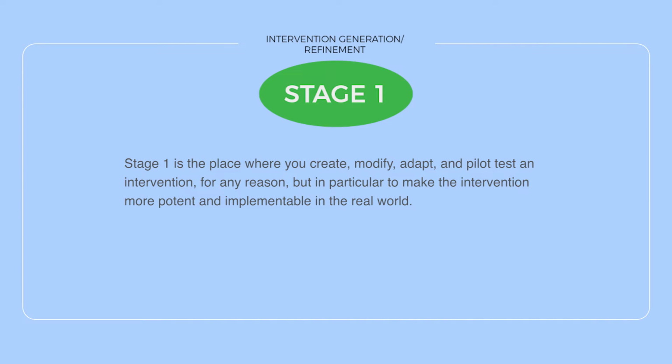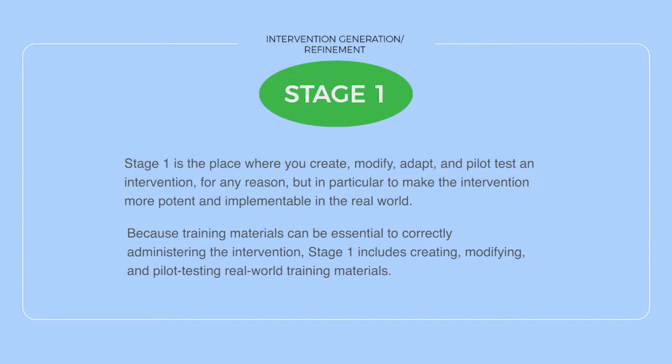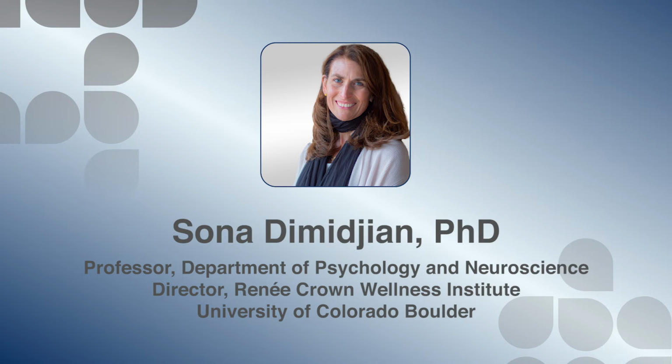Stage 1. Stage 1 is the place where you create, modify, adapt, and pilot test an intervention for any reason, but in particular to make the intervention more potent and implementable in the real world. Because training materials can be essential to correctly administering the intervention, Stage 1 includes creating, modifying, and pilot testing real-world training materials. Let's hear from Dr. Sona Demijian.